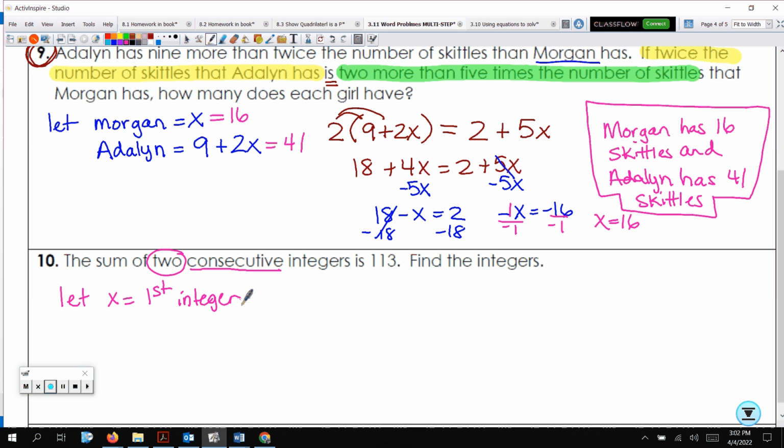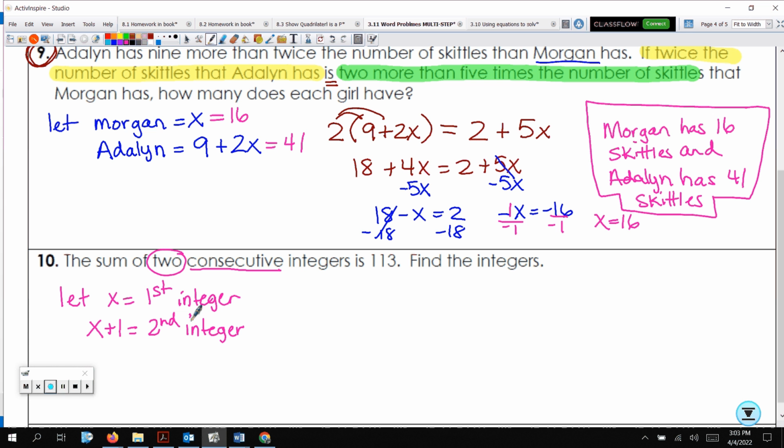Now, there's 2 integers. x is the first. The very next integer after x is x plus 1. That is the second integer. If you think about it, let's just pretend 5 was my first integer. The next consecutive integer would be 6 because I added 1 to it. Okay, that's how the setup works.